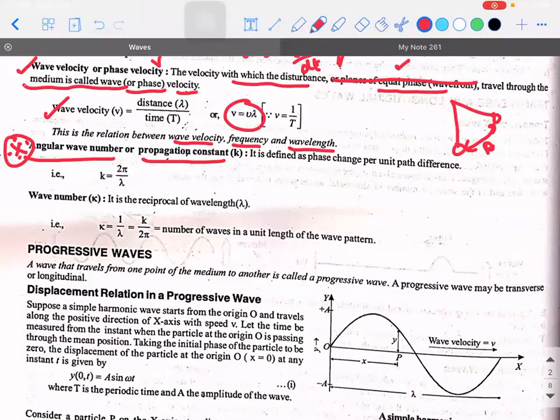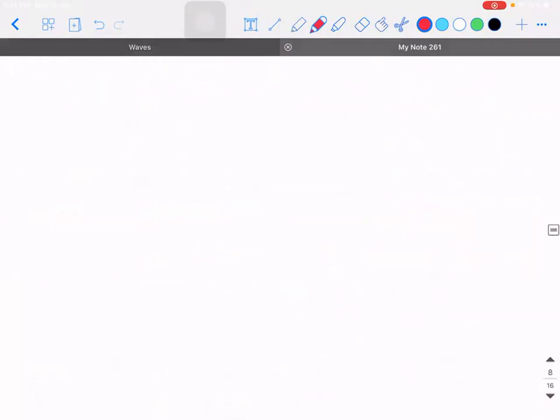So you know what a wave number is, right? In your chemistry, you would have learned. So what do you mean by wave number? You have not learned atomic structure at all. Right. So the reciprocal of wavelength, or the number of waves per unit length, is what is called a wave number. So 1 by lambda, or nu bar, is the wave number.